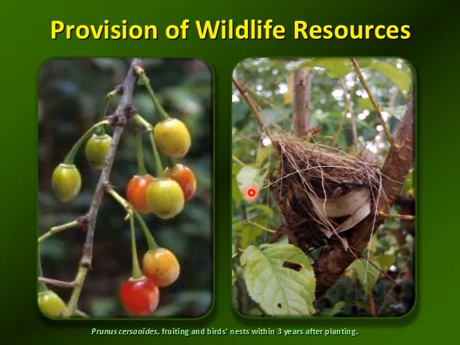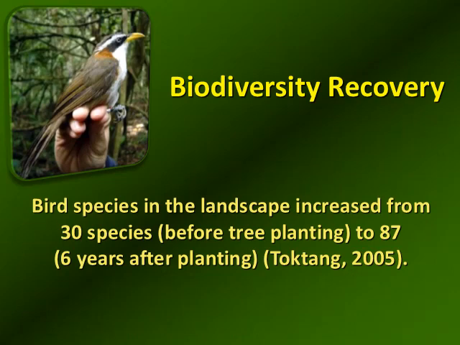And when you're producing resources like this, this is the wild cherry, this is the Prunus. So the fruits are coming in 3 years, and birds are coming in and nesting in this tree also within 3 years. This is an example of the sort of resources that the planted framework tree species provides. Those kinds of resources certainly in our experiments attracted bird species from other areas of the landscape.